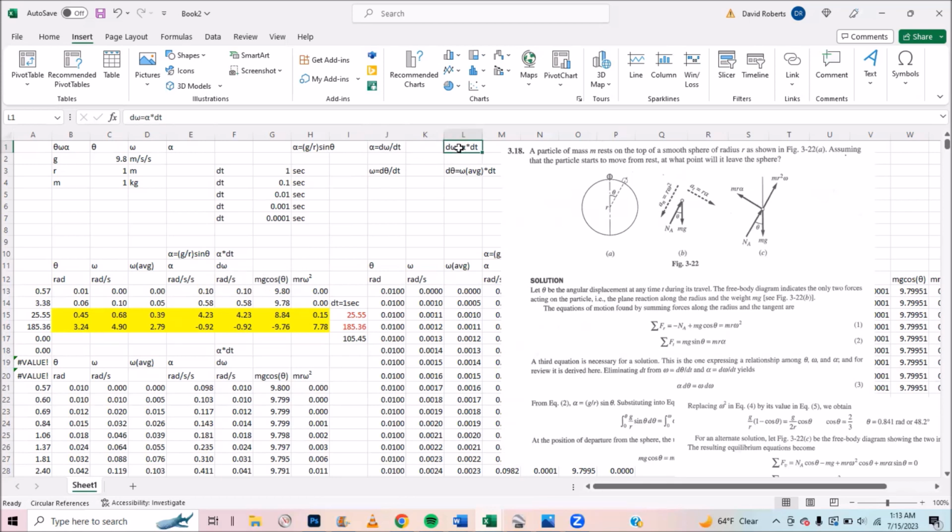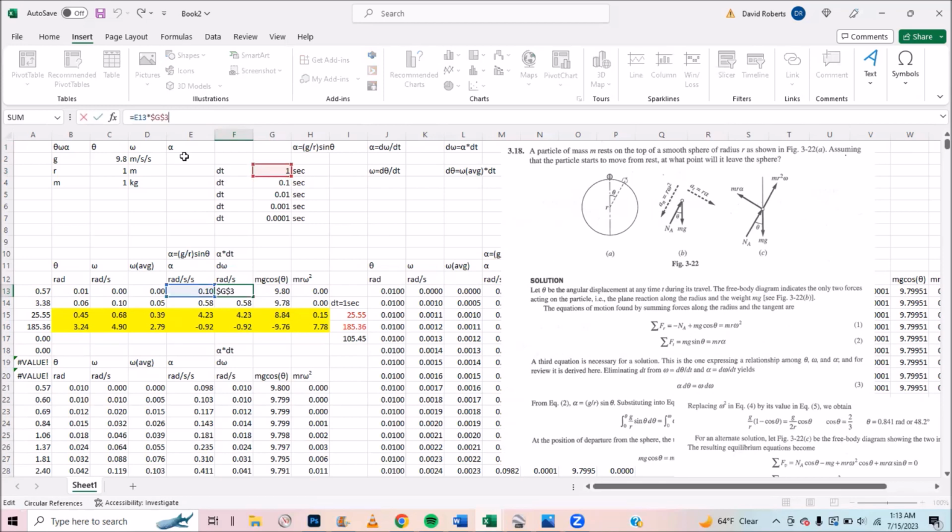So look, I just solved for change in angular velocity. Change in angular velocity is just this acceleration that we found times the change in time. So for this one, our change in time is just 1 second.